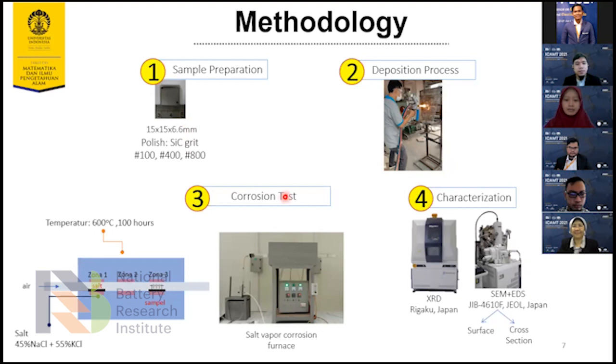Corrosion test used a molten salt corrosion furnace. The hot corrosion of chromium carbide nickel chromium coating was investigated in molten salt, which is sodium chloride and then potassium chloride at 600 degrees Celsius for 100 hours. And the last step is characterization using XRD and then scanning electron microscopy. Scanning electron microscope equipped with energy dispersive X-ray.